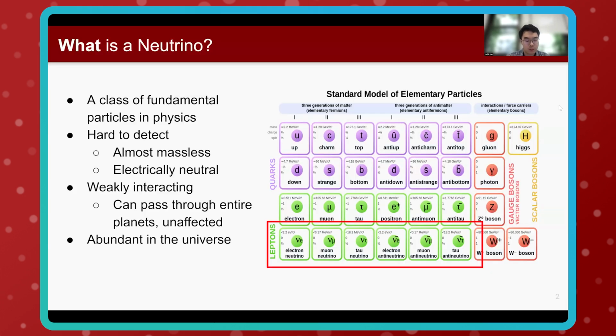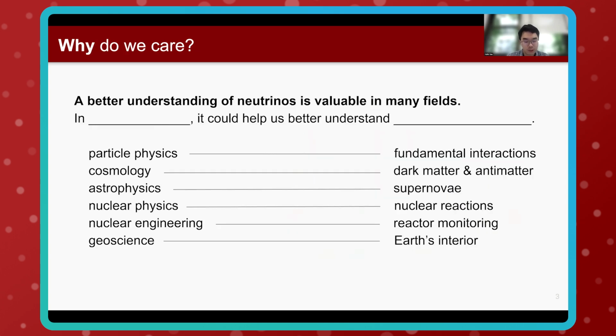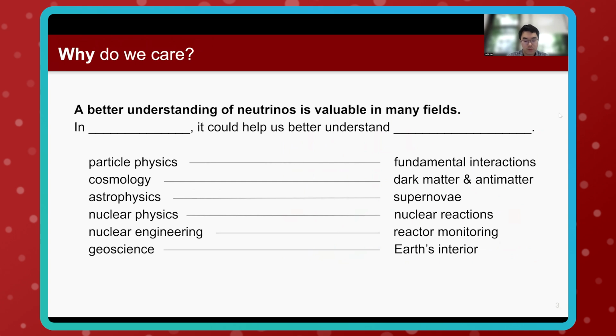So neutrinos are a fascinating class of fundamental particles in physics that are incredibly hard to detect due to their elusive nature. They are almost massless and electrically neutral. Their weak interactions allow them to pass through the entire planet without being affected. Despite these elusive characteristics, neutrinos are abundant in the universe, making their study incredibly important for our understanding of several fields in physics.